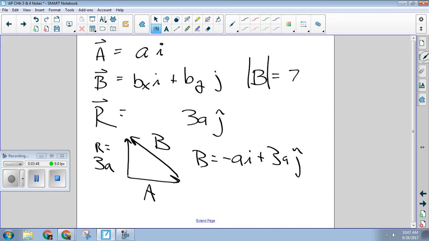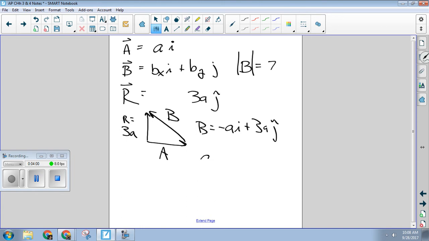So how am I going to use that to find out what A is? A squared plus B squared, right? So now I've got A squared plus (3A) squared equals 7 squared, and solve for A. I understand that. I just didn't square the 3. Okay. So I did it right.